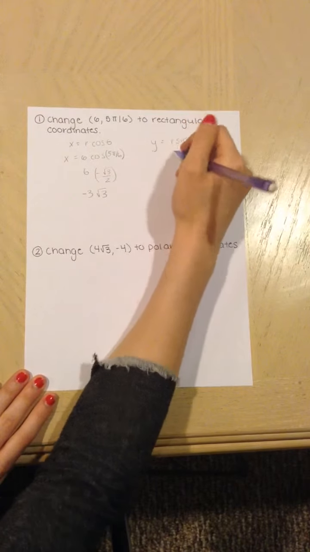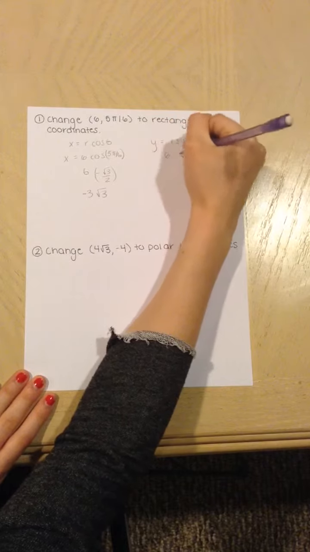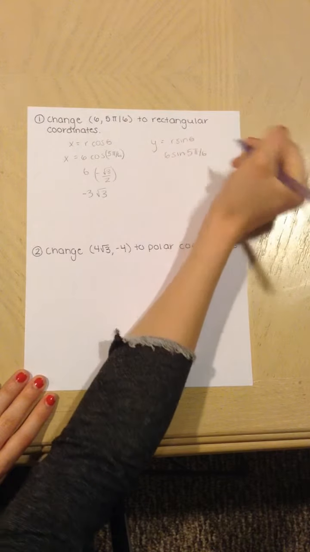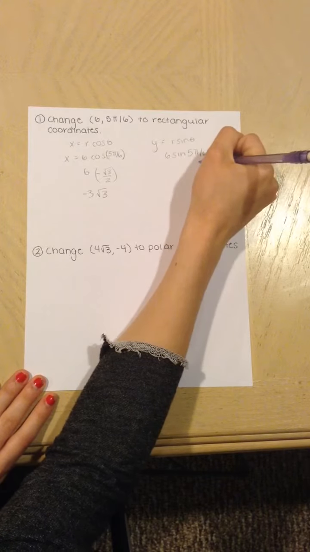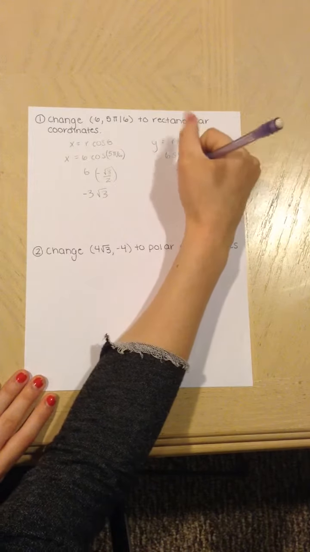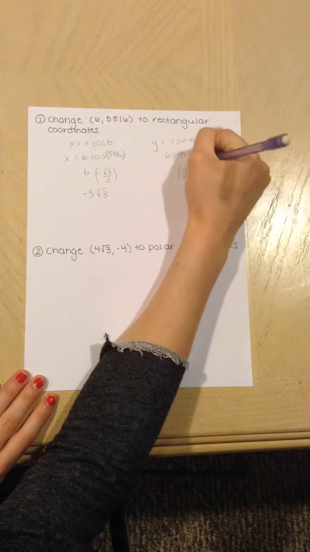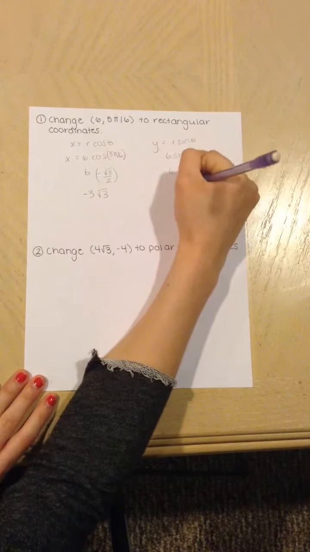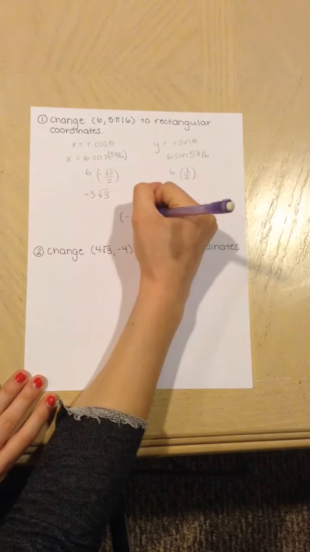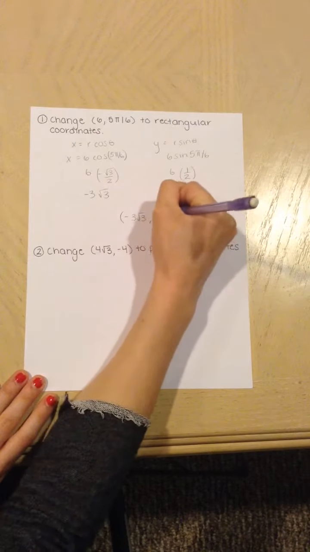So now to find the y, it's going to be 6 sine 5 pi over 6. Now it's going to be in quadrant 2, so it's going to be positive for sine. Reference angle 30, 1/2 times 6. So your y value is going to be 3. So your coordinate is going to be negative 3 rad 3, comma 3.